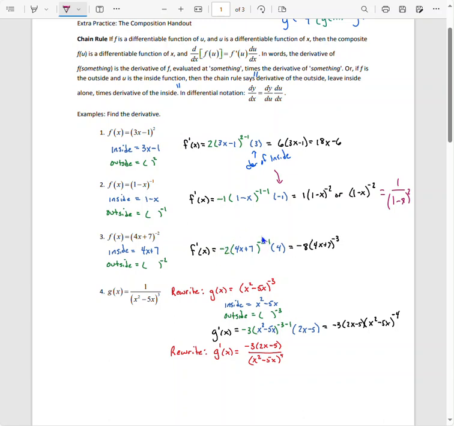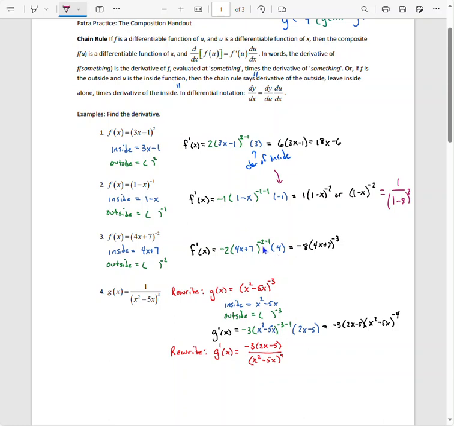Derivative of the outside, awesome. Leave the inside alone, so 4x plus 7, the inside is exactly as it's written. And then times the derivative of the inside. Derivative of 4x plus 7, it's a linear function, has slope 4. Derivative is slope is 4.